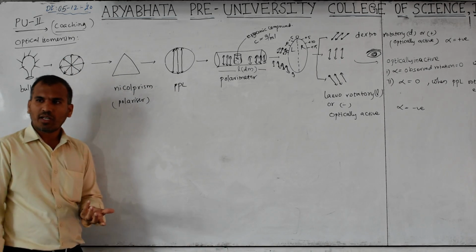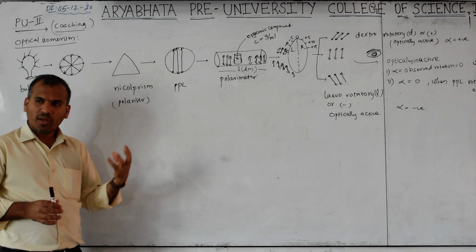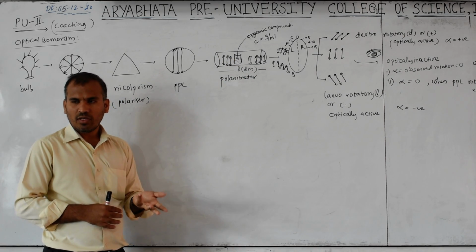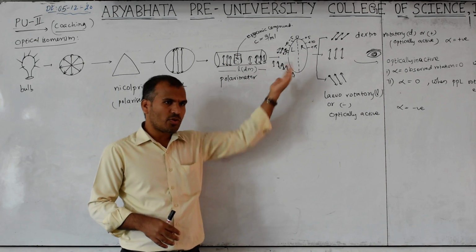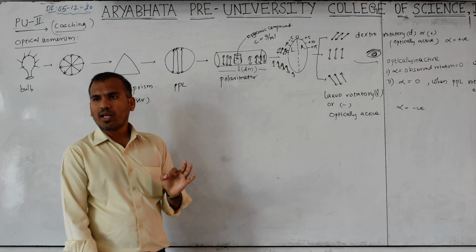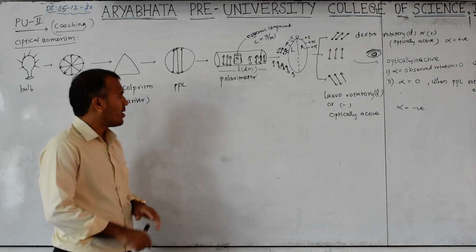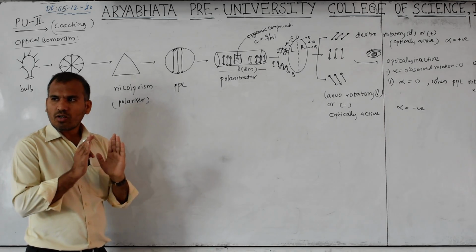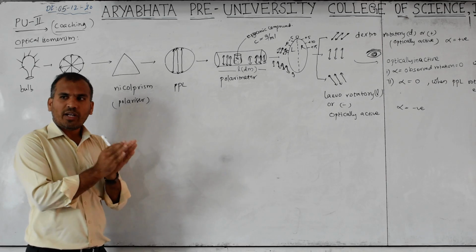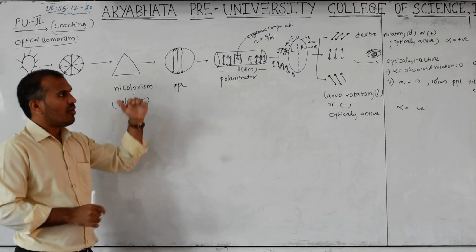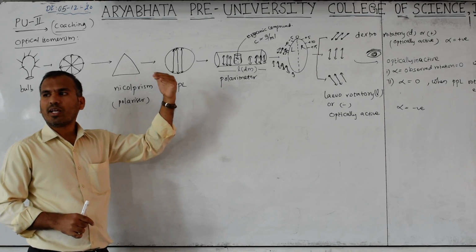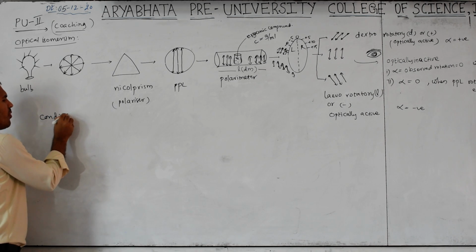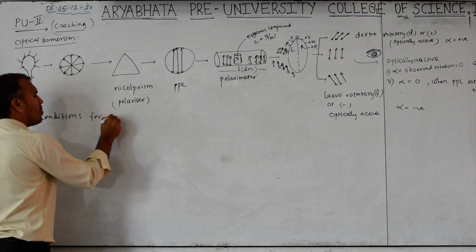What is optical activity? It is the ability of a compound to rotate the PPL. If the compound rotates the PPL, then it may be dextro or levo. If it does not rotate, it is optically inactive. Got the concept? Now, what is the condition to rotate, and the condition to not rotate? When is it called optically active, and when is it called optically inactive? So the first one I am writing here: conditions for optically active.